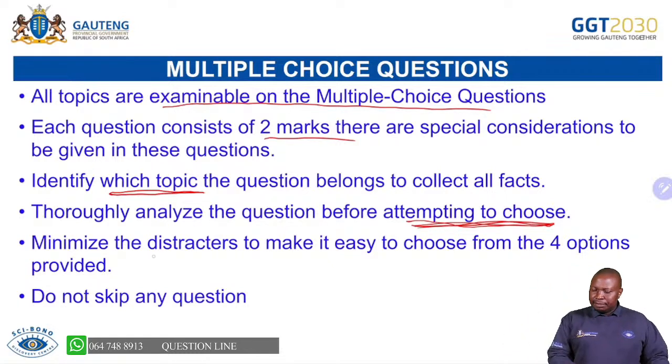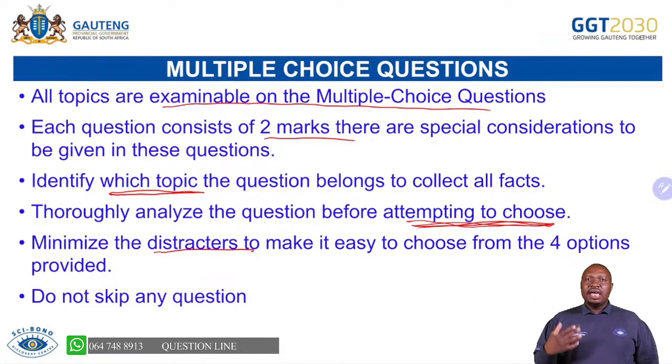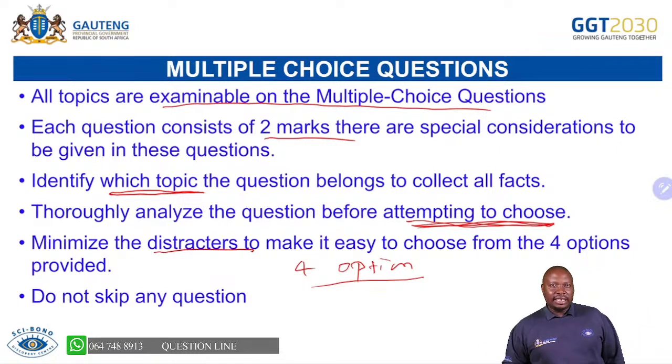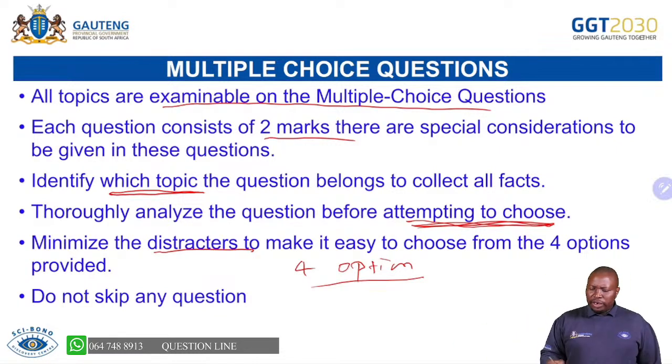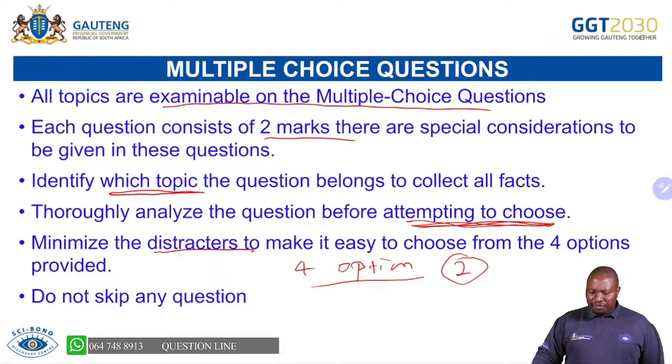Minimize the distractors to make it easy to choose from the 4 options provided. Remember, with multiple choice, we are given 4 options. We are saying of the 4 options, you have 2 that are generally distractors, and of the other 2, one is the answer, the other one is close to the answer. So what you can do, you can remove 2 distractors and remain with 2 options. You see, you are increasing your chances now of getting the answer, which will be 50%.